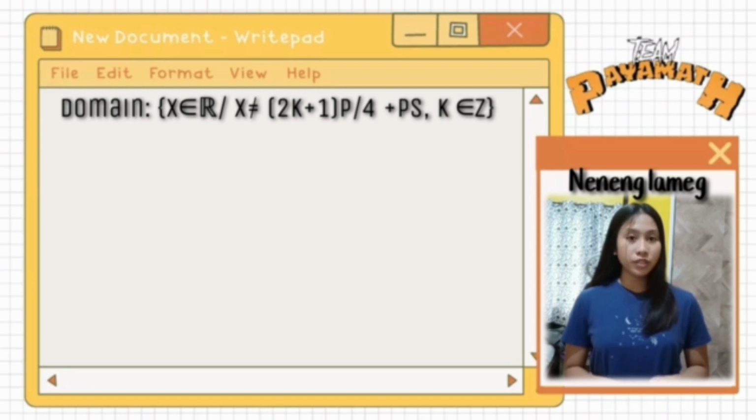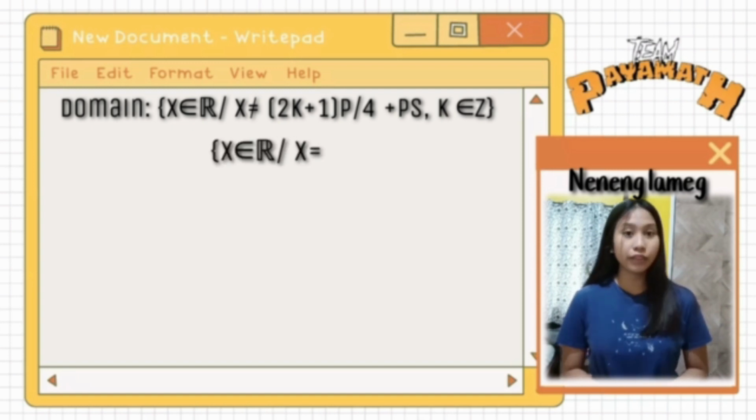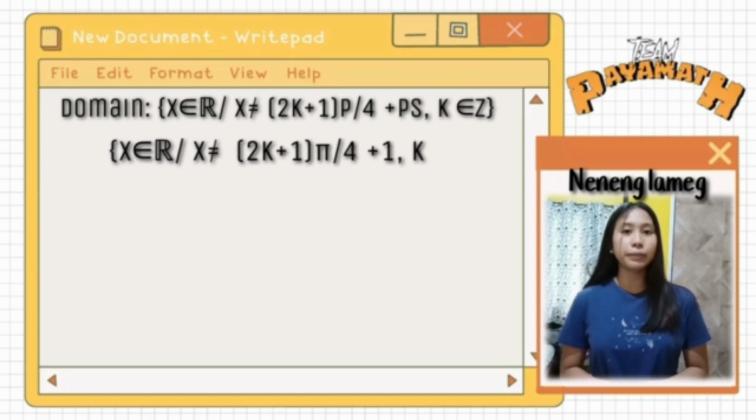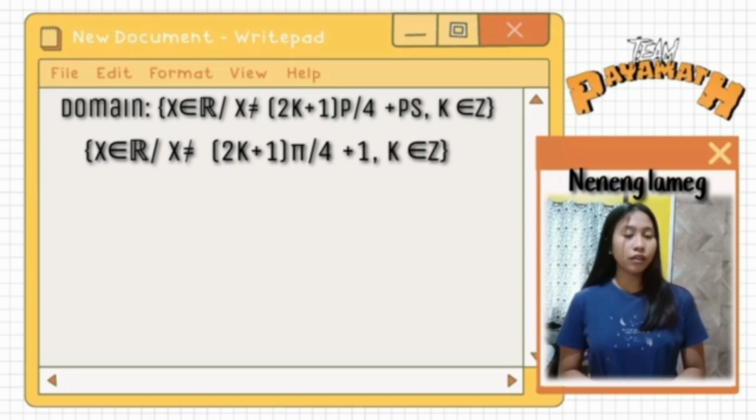Now, let's move forward to the domain. For this one, we will just substitute the given value of the period and phase shift. So, x is an element of the set of real numbers such that x is not equal to pi over 2 k plus 1, where k is an element of the integers. We substituted the value of the period, which is pi, and we use the plus sign because the value of the phase shift is positive 1.